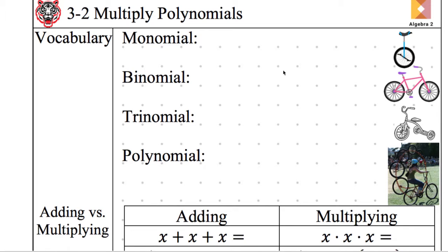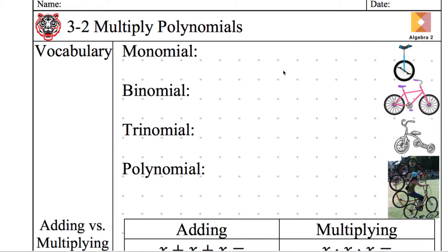We are in Algebra 2. We are on lesson 3-2, multiplying polynomials. So some more basic stuff today, maybe getting it a little bit harder. Let's start off with our vocab.